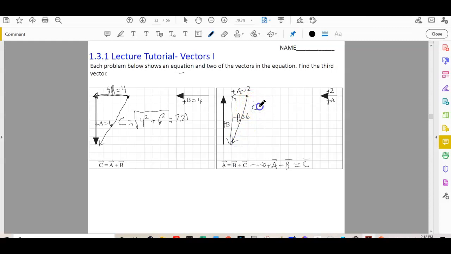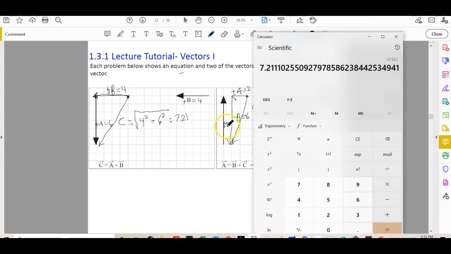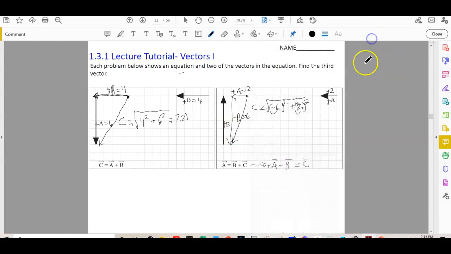Okay, so that's the C vector, and this is going to be negative 6 units, really. So it's going to be negative 6 squared, which is 36, plus 2 squared, which is 4. So 36 plus 4, so we need to find the square root of 40, which is 6.32. So C is going to be pointing down and to the right, 6.32 units.